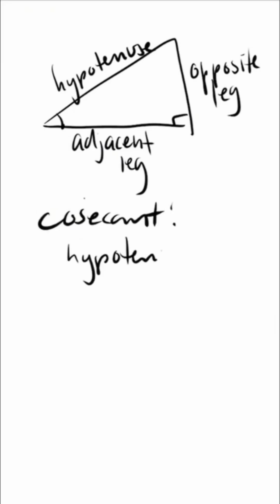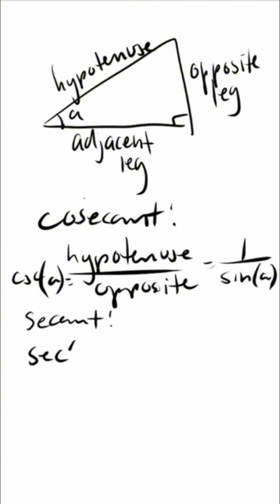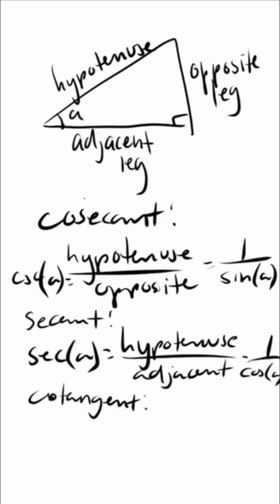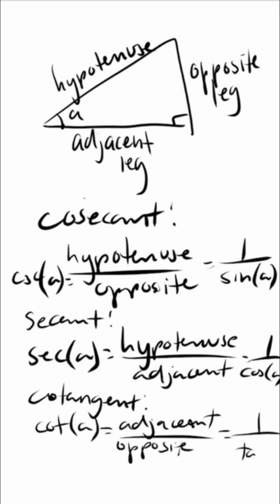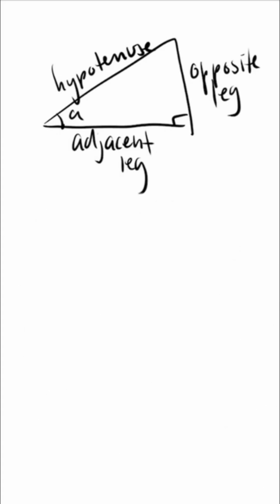Like cosecant, which is abbreviated to csc, and it's the hypotenuse divided by the opposite side, which is also 1 over sine A. Then there's secant, abbreviated to sec, and it's the hypotenuse divided by the adjacent, aka 1 over cosine. I find it kind of ironic that cosecant is 1 over sine A when it starts with C, and secant is 1 over cosine A when it starts with S. Anyway, next we have cotangent, which is cot, and it's the adjacent divided by the opposite, aka 1 over tan A, which is really easy to remember.